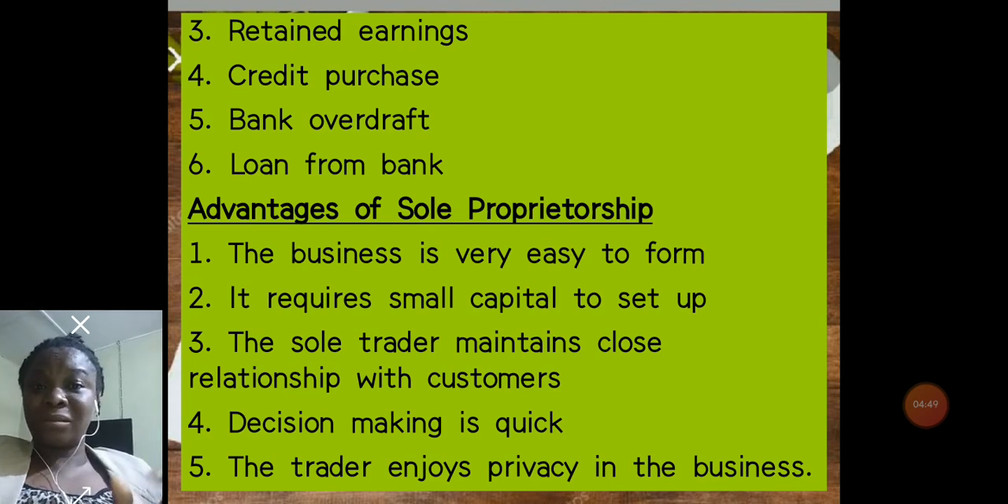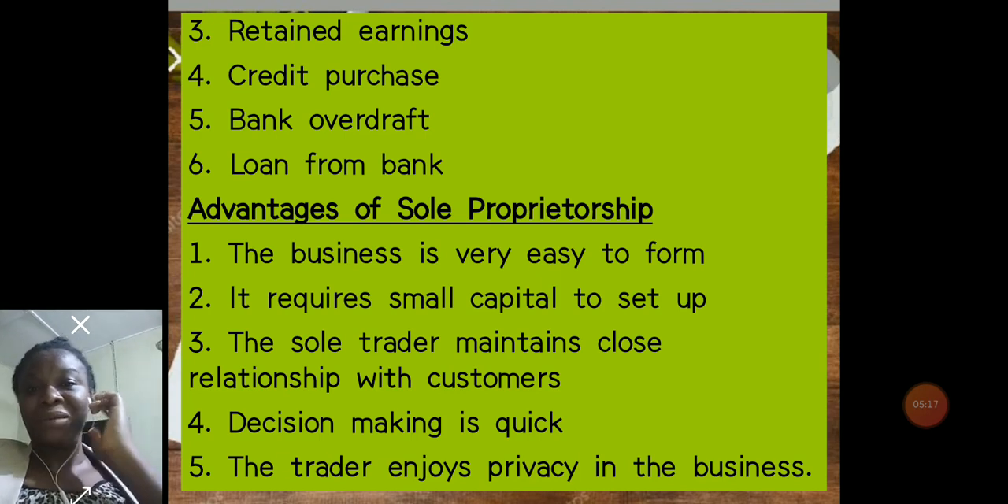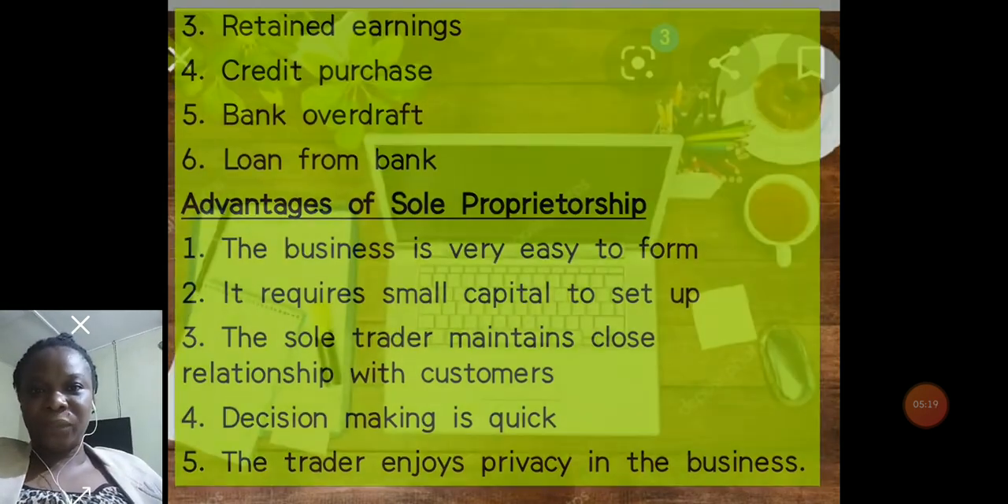Number two, it requires small capital to start up. Number three, the sole trader maintains close relationship with customers. Number four, decision making is very quick, the reason being that he doesn't need to consult anyone. He is the owner of the business and he takes decisions alone. Number five, the trader enjoys privacy in his business, unlike some business organizations that are required by law to publish their accounts and their dealings with the outside world.